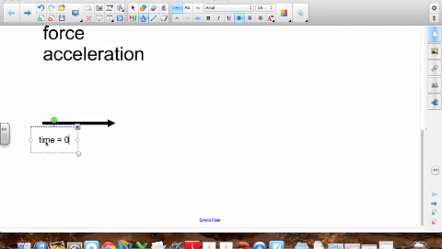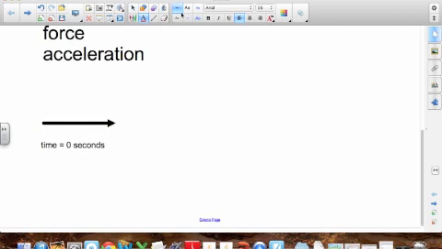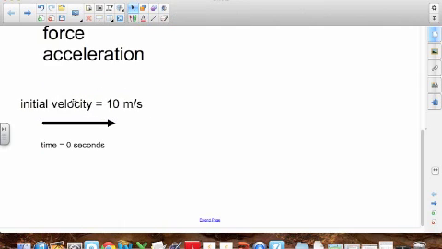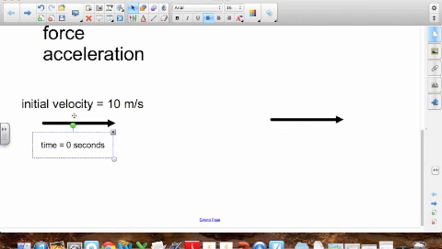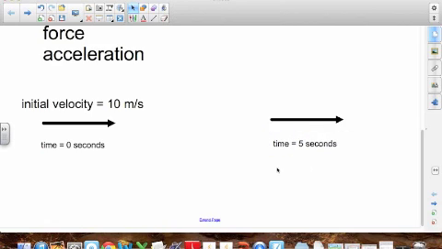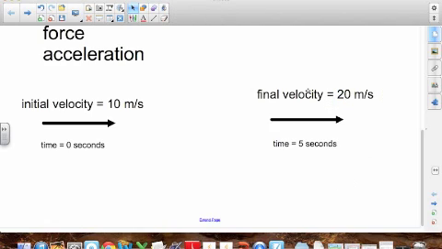So let's say the time is 0 seconds at this point, and this object that we're talking about has an initial velocity of, let's say, 10 meters per second. Okay? Now, at some later point in time, let's say, I don't know, 5 seconds. So 5 seconds have passed, and the object now has a final velocity of 20 meters per second.